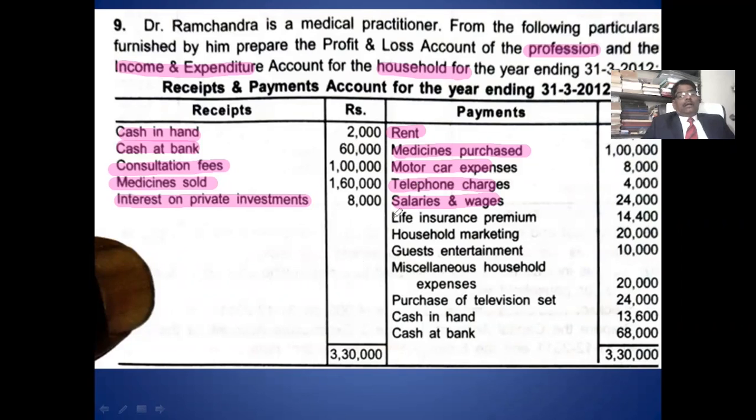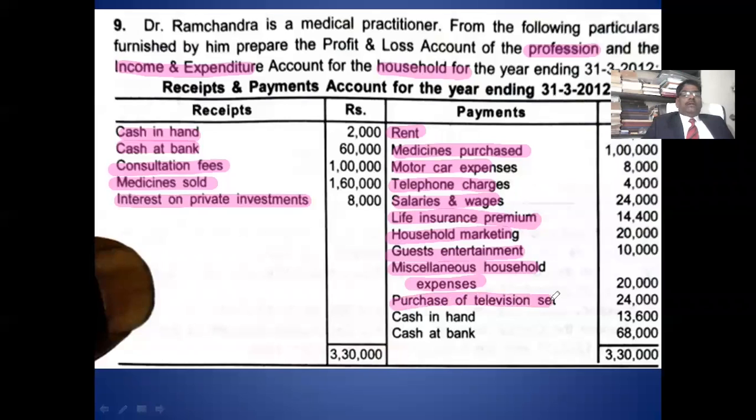Then life insurance premium. It is not related to profession. It is his personal expense, so you take it on the income and expenditure debit side. Household marketing is a household expense, so you take it on the income and expenditure debit side. Guest entertainment is related to personal, so you take it on the debit side of the income and expenditure account. Miscellaneous household expense is related to household, so it comes on the income and expenditure debit side.